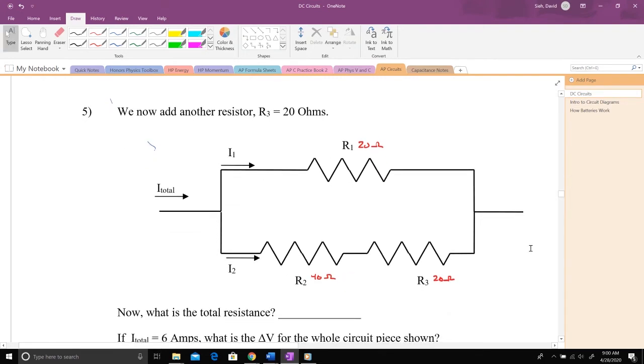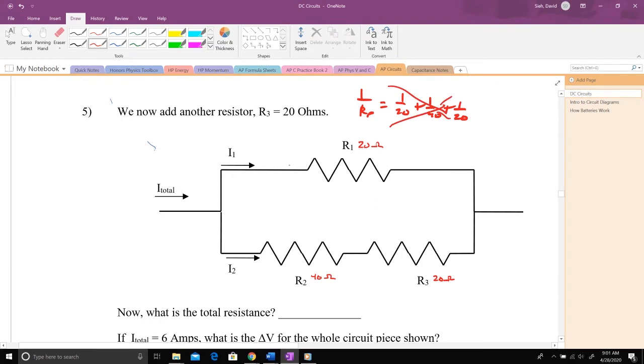Now, we want to find the total resistance. For some folks, their first gut instinct is to say, oh, look, I can see the wire splits. It's a parallel circuit, and there's 3 resistors, 20, 40, and 20. And they want to say, okay, we'll use the parallel formula: 1 over R parallel is going to be 1 over 20 plus 1 over 40 plus 1 over 20 for those 3 resistors. But that is incorrect.